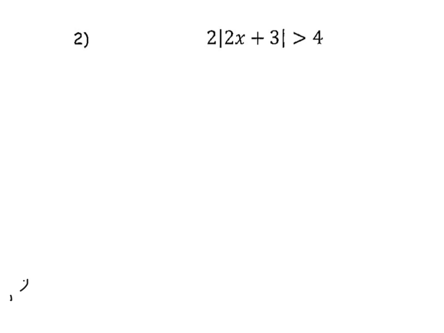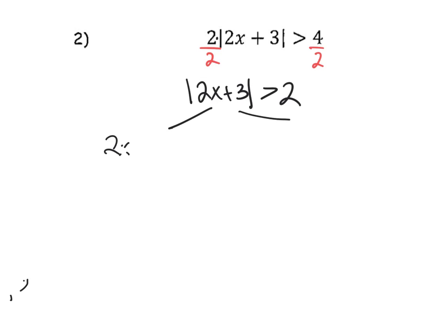Next one. There's a 2 that's multiplied by the absolute value. The first job to get rid of that would be to divide, since it's multiplied. So write out your equation. Now 4 divided by 2 is 2. So let's make our two equations. The first one is going to be the positive: greater than 2. Our second equation is going to have the -2, right? 2x plus 3 is, switch the sign, switch the inequality, less than -2.